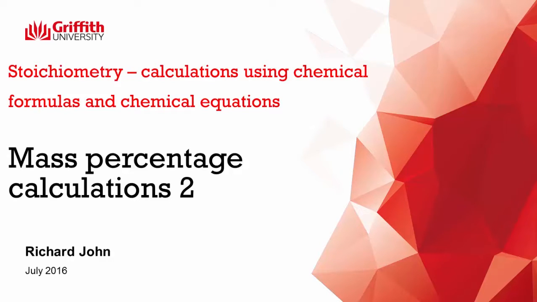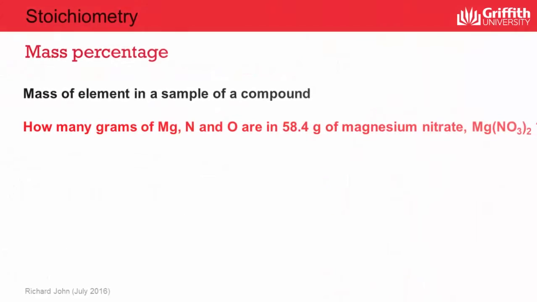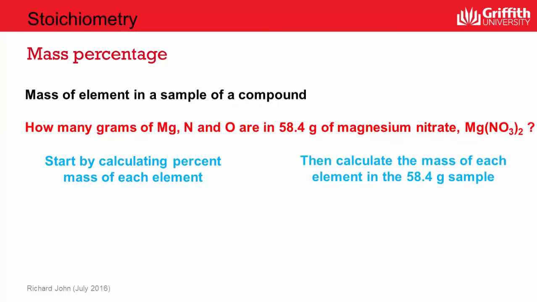In this video, we're going to look at another example of how mass percentage calculations are used. The scenario presented to us: how many grams of the elements magnesium, nitrogen and oxygen are in a 58.4 gram sample of the compound magnesium nitrate? To do this, we're going to start by calculating the percentage mass of each element in the magnesium nitrate compound, and then we're going to calculate the actual mass of each element in the 58.4 gram sample.